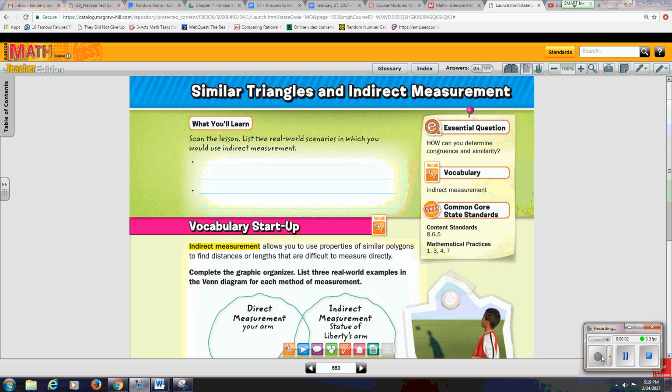Welcome to 7.5. This one's all about similar triangles and indirect measurement. Have you ever wondered how tall maybe a tree is? There's no really good way to measure how tall a tree is unless you can climb up and drop something down, like a measuring tape. So what we're going to work on today is using triangles with indirect measurement, and we could figure out how tall a tree is by doing that.